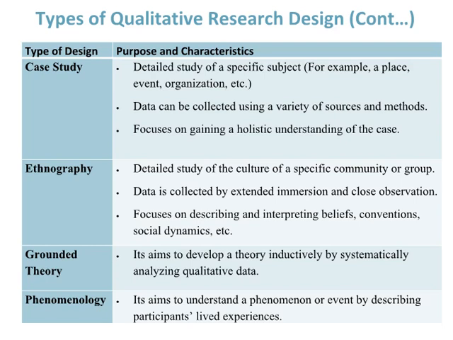social dynamics, etc. Number 3 type of research design is grounded theory. It aims to develop a theory inductively by systematically analyzing qualitative data. And number 4 type of research design is phenomenology. It aims to understand a phenomenon or event by describing participants' lived experiences.